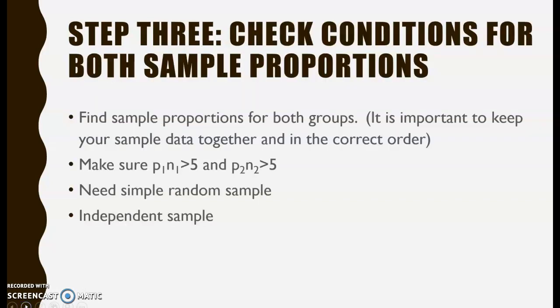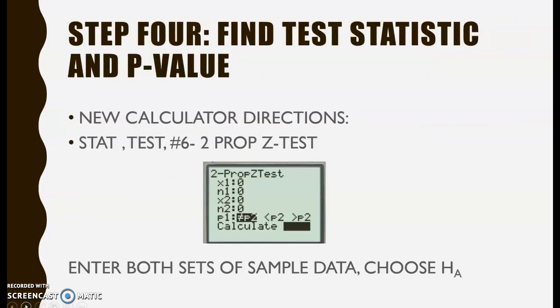Step 3, we want to check our conditions for both sample proportions. So now we have two sets of data. We're going to name one sample 1 and one sample 2. And for each set, we need to make sure that the proportion times the sample size is greater than 5. In most cases, that will be. And then we need a simple random sample and independent samples.